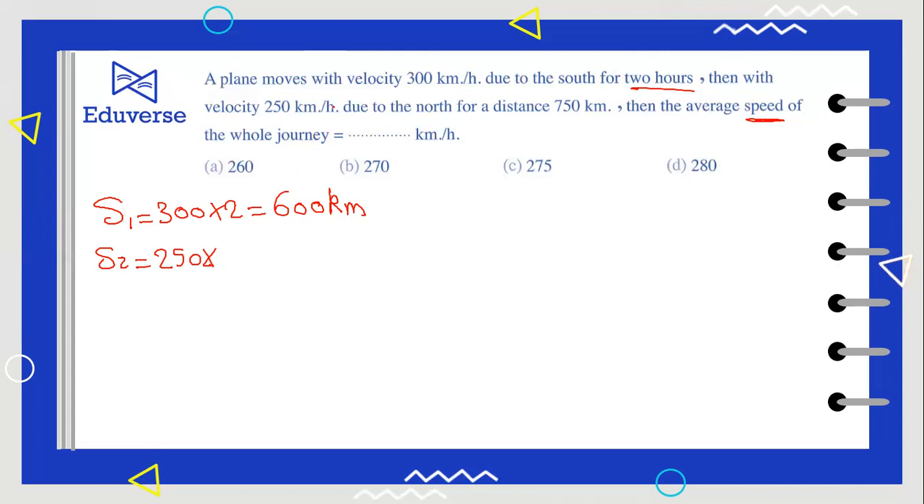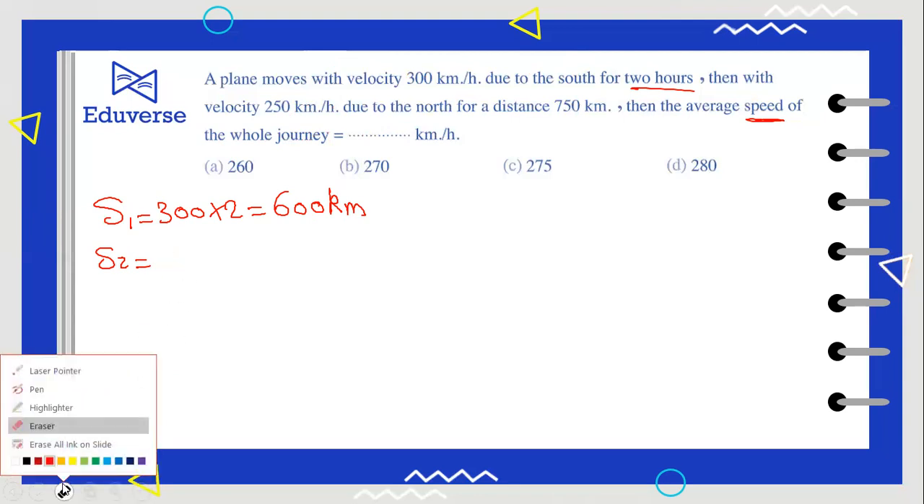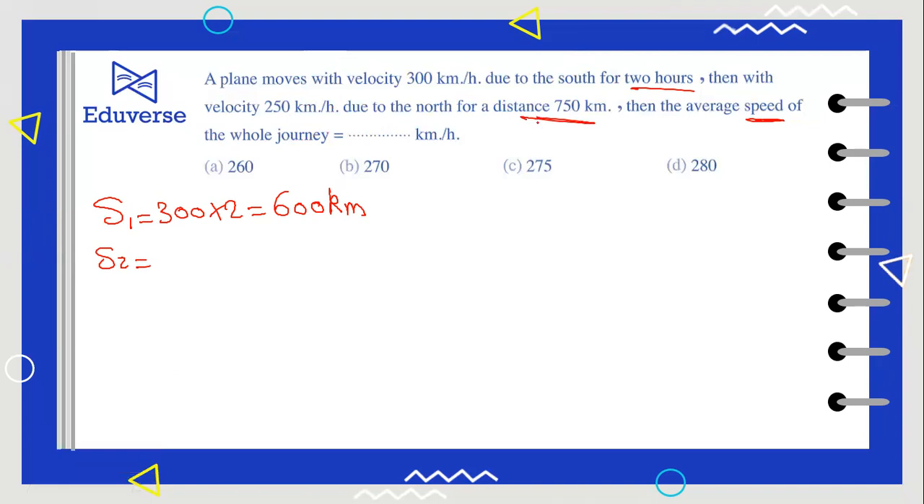Okay, that's a distance. And here I have a distance. 250 kilometers, not multiplied by anything. Here I have a second distance. The distance is 750 kilometers. Okay. The time of the two journeys: the first journey, its time is 2 hours. Second journey, its time is unknown.